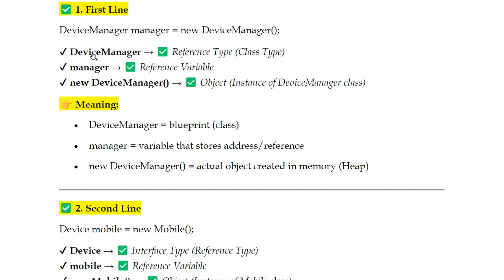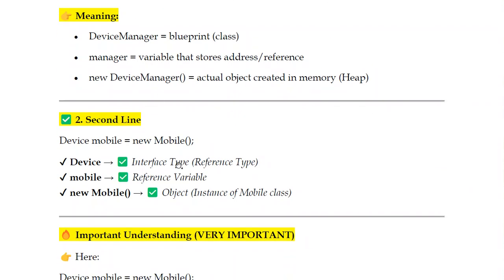I hope you are clear on this. So device manager is a reference type or class type. Manager is a reference variable. This type of variable is a reference variable. New device manager is the instance of a class. What is that? Object. New device manager is called an object. I hope you are clear. So this device manager class is a blueprint or template. Manager is a variable that stores the address or reference of this object. So with new device manager, the actual object is created in the heap memory. First clear this fundamental, then only you will be able to understand.